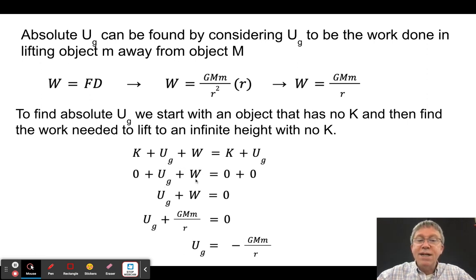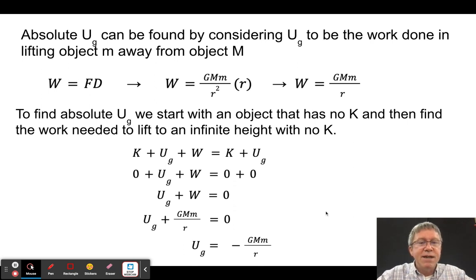It has some value for UG, an absolute value I want to find. Plus, I'm going to do some work. And in doing that work, I want to lift it to a height, but I don't want to have any kinetic energy. At that height, I'm so far away, I'm going to say it has zero potential energy at basically an infinite distance. So this equation just comes down to UG plus work is going to equal zero. And we just said work is equal to GMm over R. So if I solve that for UG, I get negative GMm over R. And I point that out because I know that negative bugged me when I first learned it. I didn't have it explained to me very well.